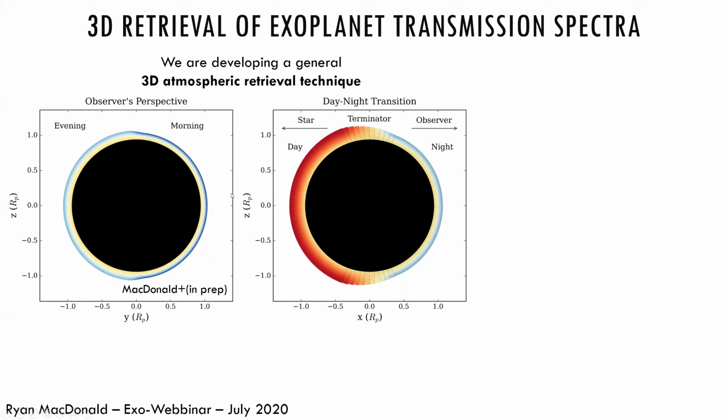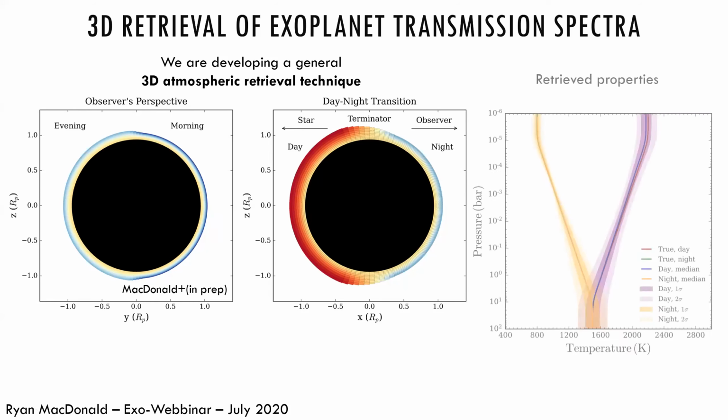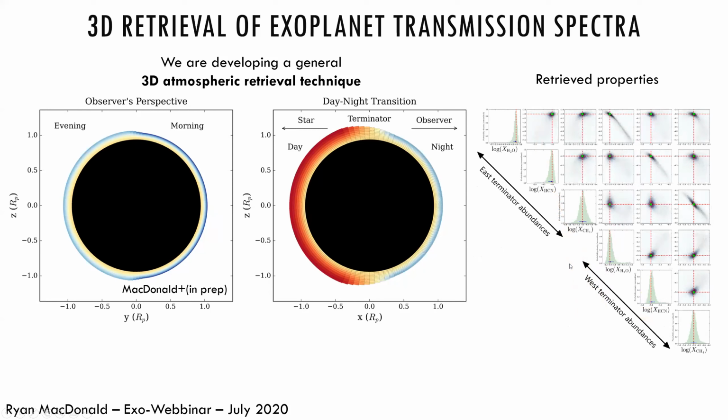Everything here is to scale for an ultra-hot Jupiter. You can do the same for chemical abundances. You can have clouds that are three-dimensional. And the preliminary results that we're finding for JWST quality spectra are very promising. You can distinguish between the temperature profiles in the day and the night side. You can pull out separate abundances between the morning and evening terminators.